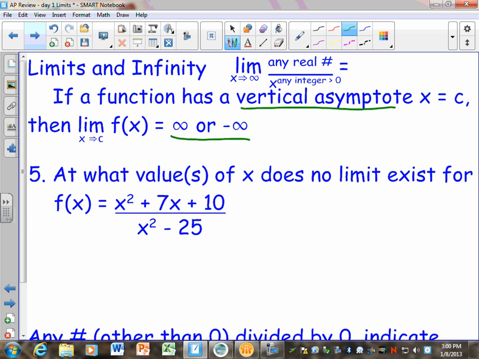And so this is just some little algebra for you here. If you have any real number over x to any power, and x is just getting bigger and bigger and bigger, what is that always going to equal? If I plugged in like 10 and 100 and 1,000, what's that always going to go to? It's going to go to 0, right? And this would actually be your horizontal asymptote. So both horizontal asymptotes and vertical asymptotes go hand in hand with limits. It's just remembering which rules go with which.